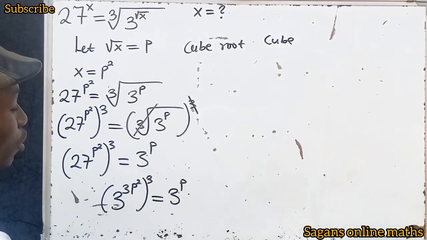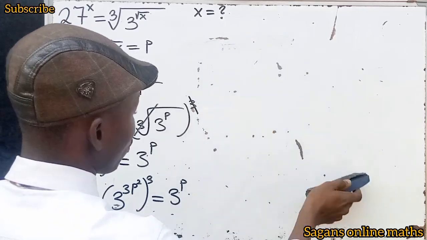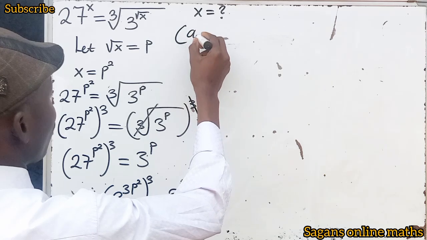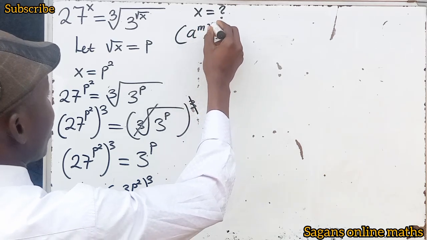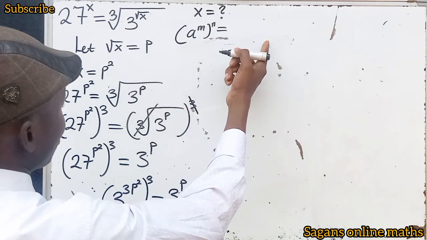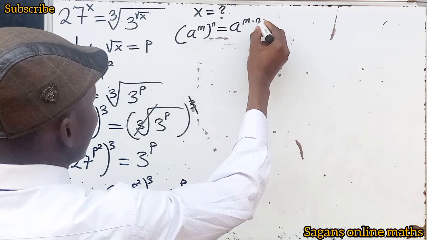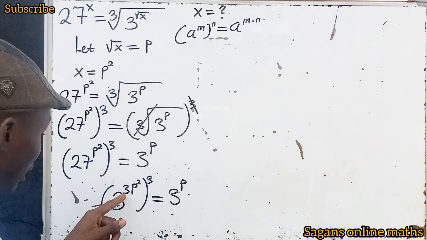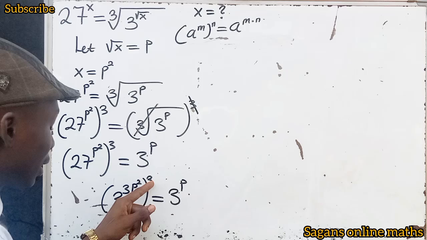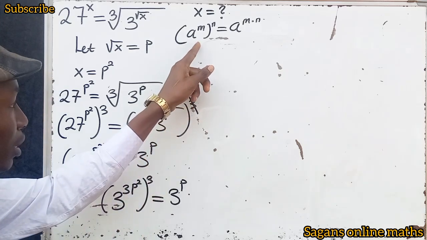Now remember one of the properties of indices. Let me remove this from here quickly. Now remember one of the properties of indices, that if you have a to the power of m, all to the power of n, this is equal to the index inside the parentheses multiplied by the index outside the parentheses. So this now becomes a to the power of m multiplied by n. So since what is inside the parentheses here is 3 multiplied by p squared, all to the power of 3, this power can multiply the power outside the parentheses.